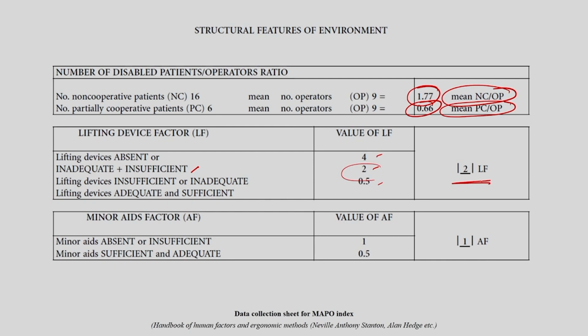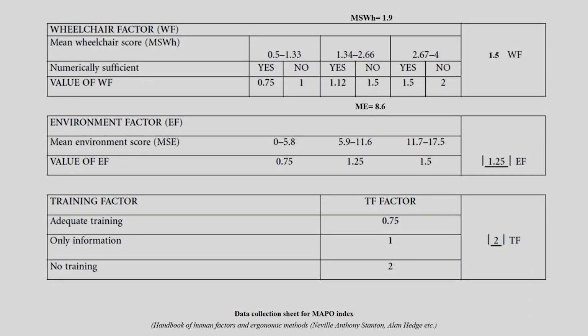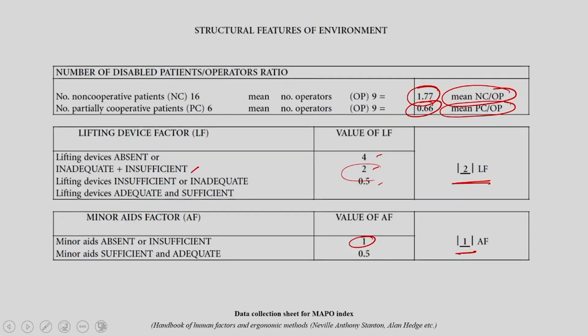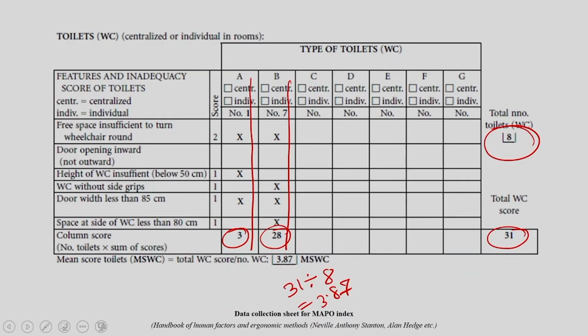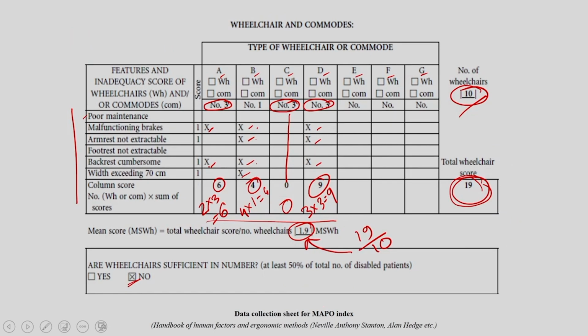Then the minor aids factor: if we had some kind of additional aid, like a roller, which is going to help us move from bed to the wheelchair, that's why the value is 1. That is the minor aid factor. In the case of the wheelchair, as I remember, our value was 1.9, right.